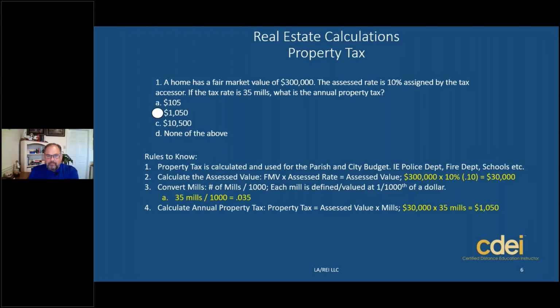Answer B. So listen, property tax, very easy problem to work out, but you've got some steps. You've got to figure out what the assessed value is. That's the assessed rate times fair market value. You've got to convert your mills, and then your mills times your assessed value will give you your property tax.